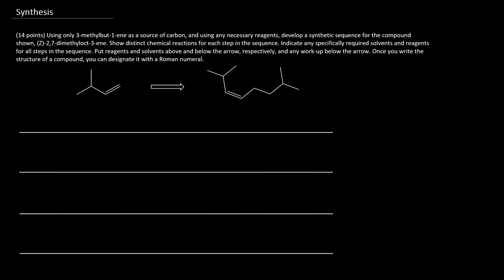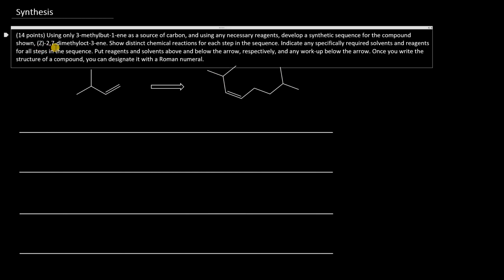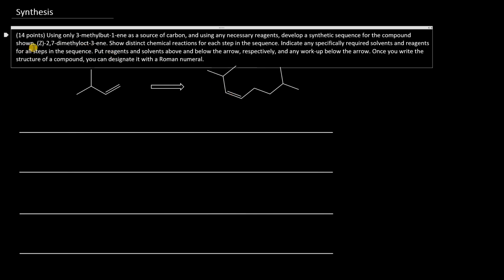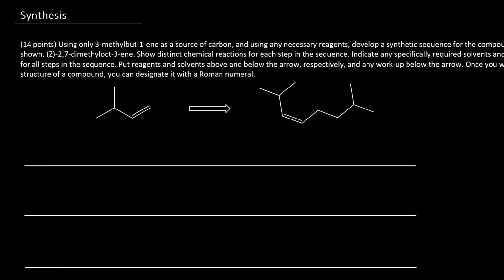So let's try another synthesis problem. Here we have 3-methyl-1-butene, and we're asked to synthesize this compound, Z-2,7-dimethyl-oct-3-ene. The biggest clue here is the Z isomer. Alright, let's try it out. But we'll start with the same steps we did in part 1.